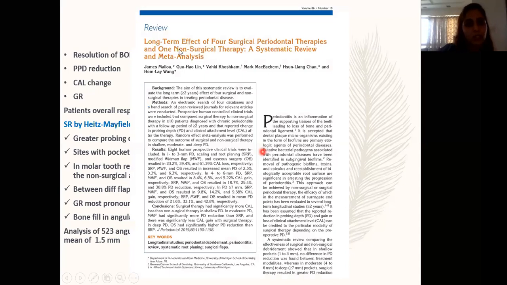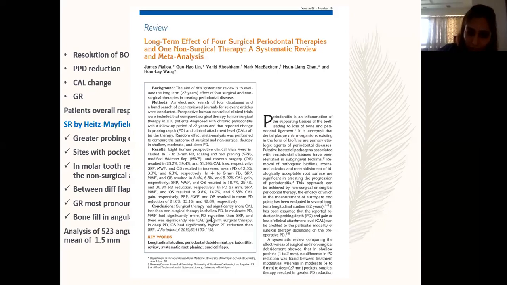And then this paper, the systematic review on the long-term effect of 4 surgical periodontal therapies and 1 non-surgical therapy by Mailoa et al. And the conclusions here are there for you all to see. Surgical therapy had significantly more clinical attachment loss than non-surgical in shallow probing depths. However, in moderate probing depths, the modified Widman had significantly more PD reduction than SRP, and there was significantly less CAL gain with surgical therapy. In deeper probing depths, it was the osseous surgery that significantly gave higher probing depth reduction than SRP.